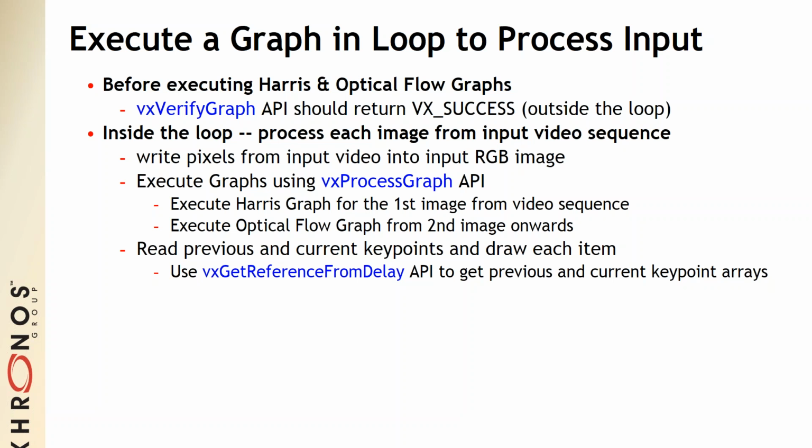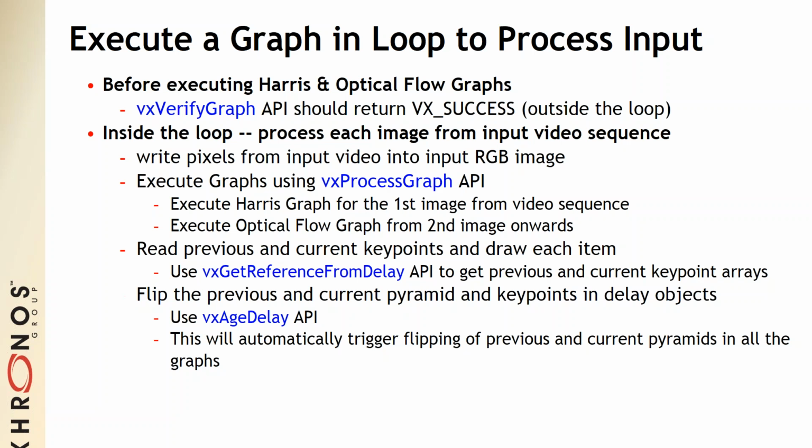Once you have the process graph written, you can read the key points from the current and previous using the delay, with vxGetReferenceFromDelay. You can access the current key points and the previous key points. You can read them, and you can plot them on the output screen, depending on what the application needs to do with that. And then you need to flip the previous and current pyramids and key points using vxAgeDelay. And this will take care of triggering all the previous and current ones inside the graph automatically.